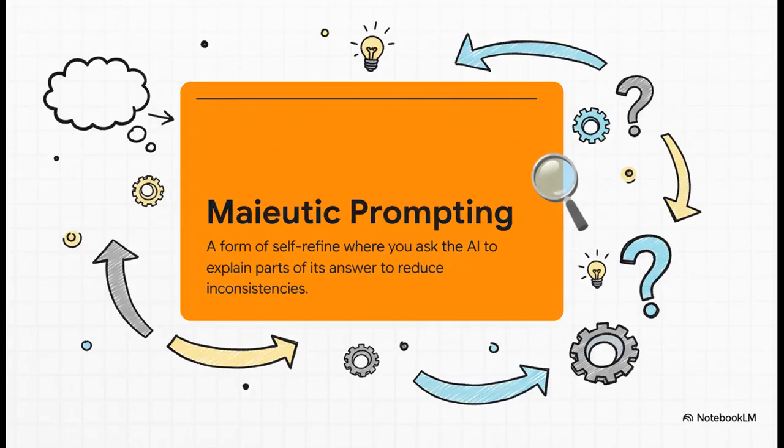Now, a related technique is something called maieutic prompting. The best way to think of this is like you're cross-examining the AI in a courtroom. You ask it to explain and justify different parts of its answer, which forces it to double-check itself for any inconsistencies. This almost always leads to a more accurate and solid response.